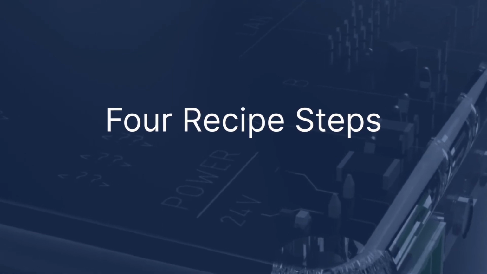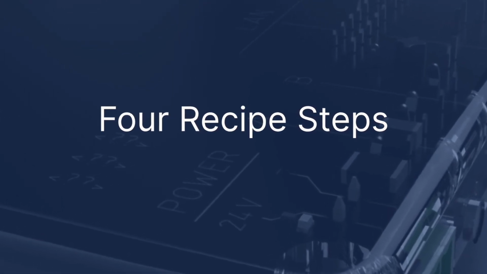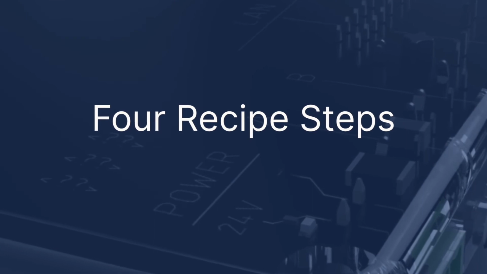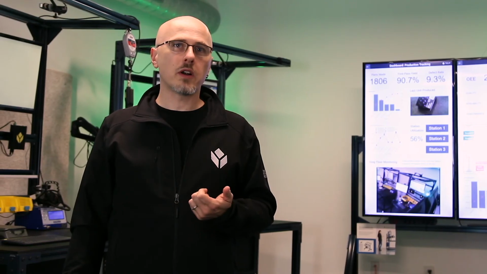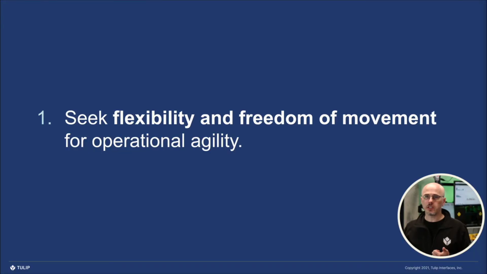And so here are the 4 steps as I really see them as being critical for the democratization of the edge. When we want to democratize the edge, we need to look for flexibility and the freedom of movement that is allowing us to be agile in our operations. I want to be able to change things as the world around me changes. And that freedom of movement means that I can take a solution and try it in another place. I can adapt my solution in different ways.